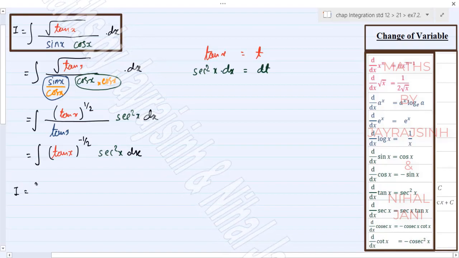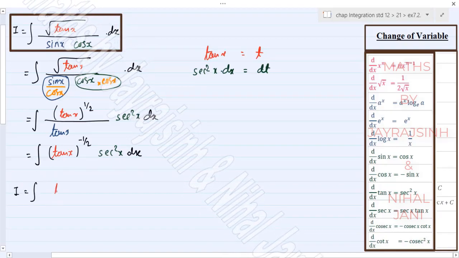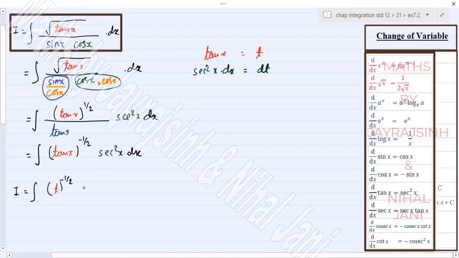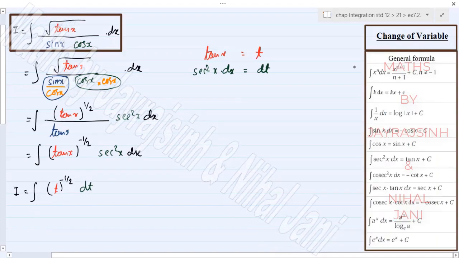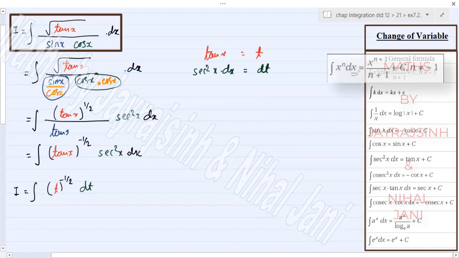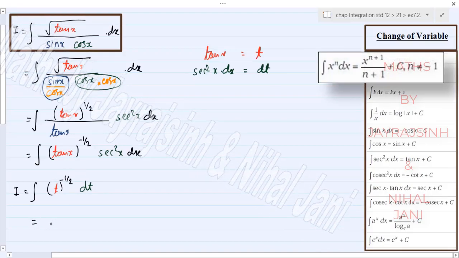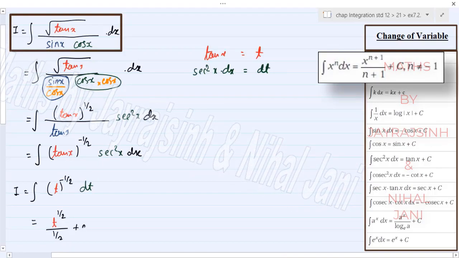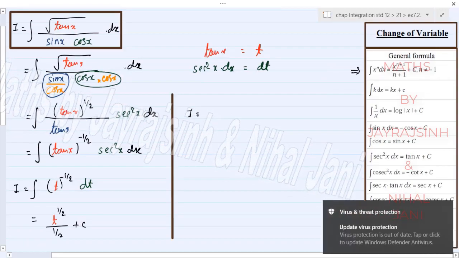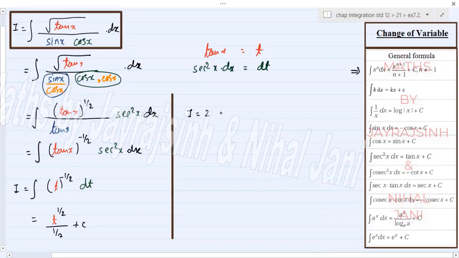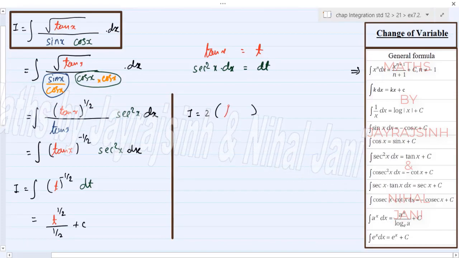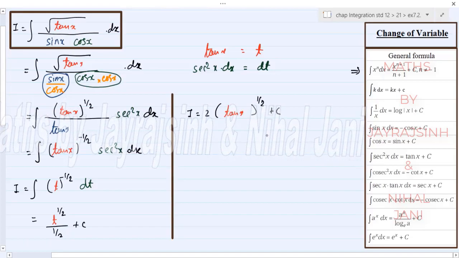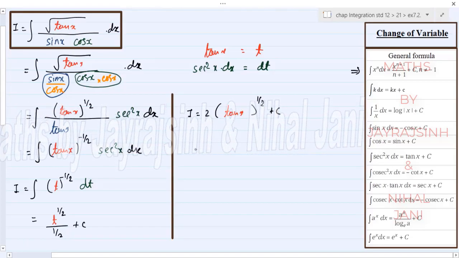So we are ready to modify our integration. Instead of tan x, we have to substitute t raised to minus 1 by 2, and instead of sec square x dx, we will get dt. To integrate t raised to minus 1 by 2, we are going to use the first formula, which will give us t raised to minus 1 by 2 plus 1, or we can say 1 by 2, upon 1 by 2, plus c. So let's simplify. This 1 by 2 will become 2, and substitute the value of t, which is tan x raised to 1 by 2, plus c. Here's your final answer. Ta-da!